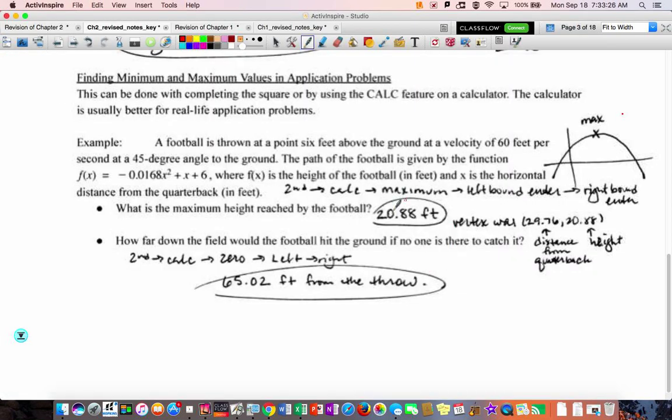So here are the answers that you can do. 20 feet in the air, 21 feet in the air, and 65 feet down the field.